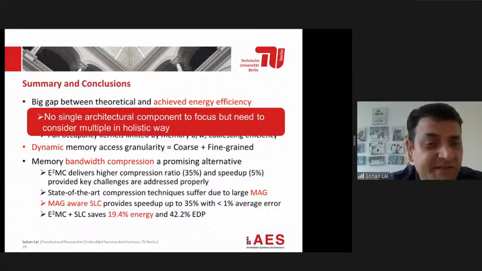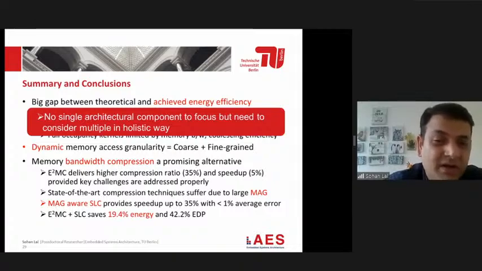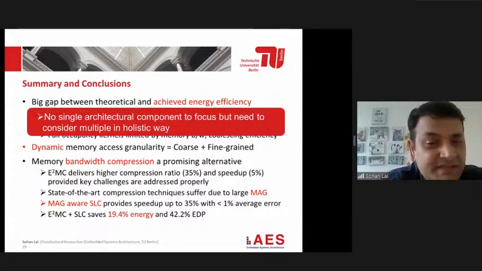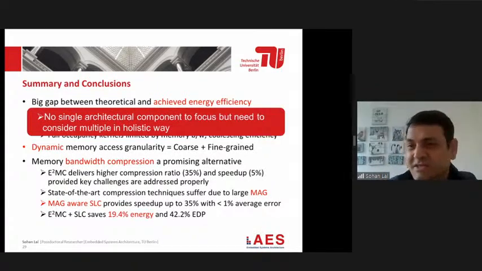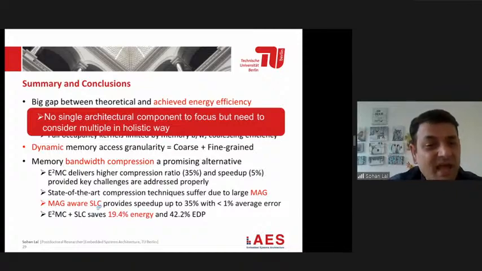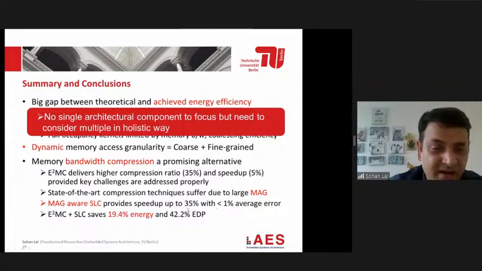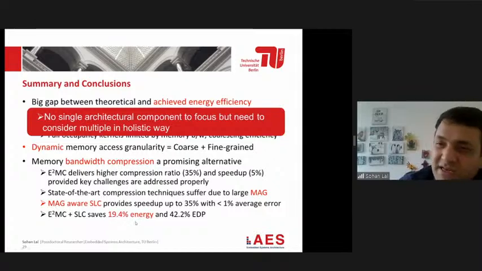The E2MC, for example, delivers a higher compression ratio, 35%, and speed up over the state of the art, provided its key challenges are addressed properly. Then we show that the state-of-the-art lossless compression techniques have a low effective compression ratio, or they suffer due to large memory access granularity. We show that MAG-aware selective lossy compression can provide speed up to 35% on top of E2MC with less than 1% average error. If we combine these two techniques, we can save around 19.4% energy and 42.2% EDP.